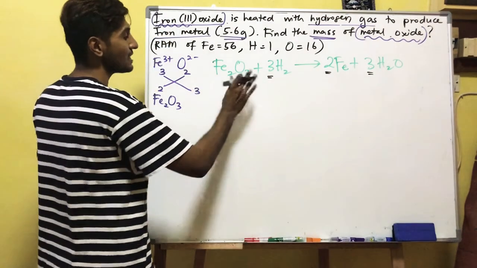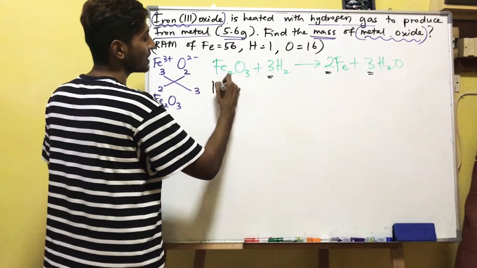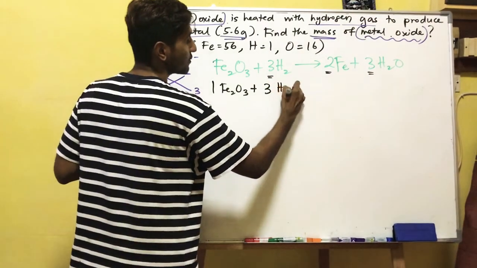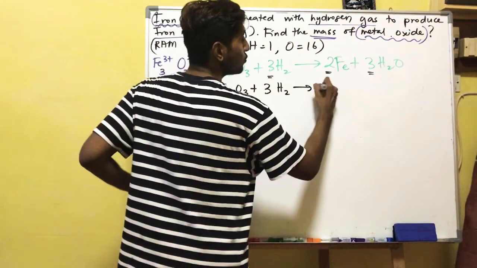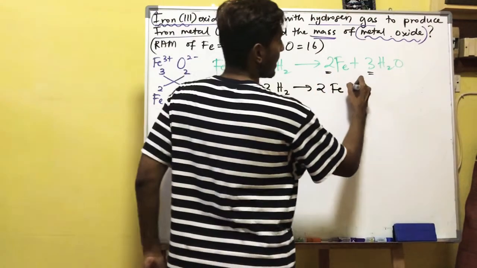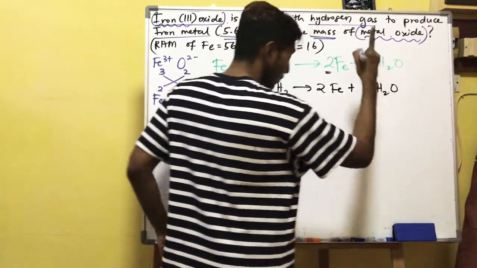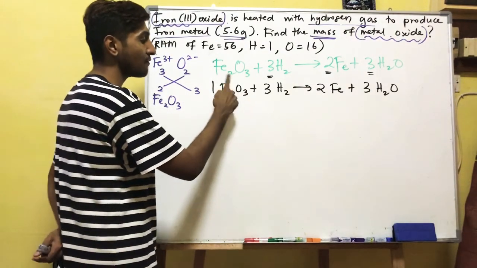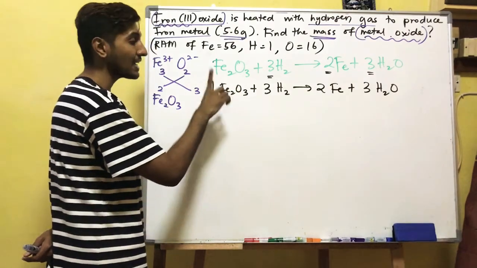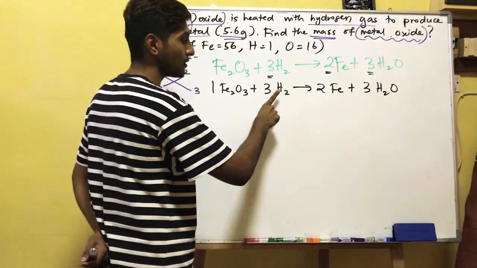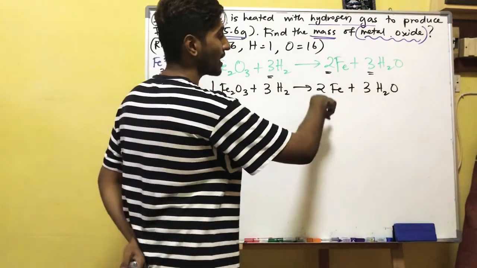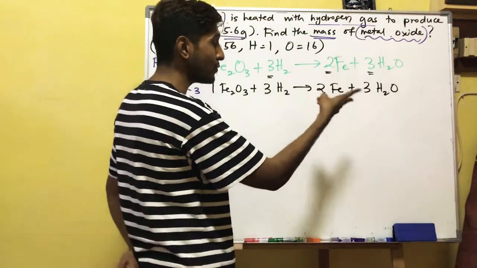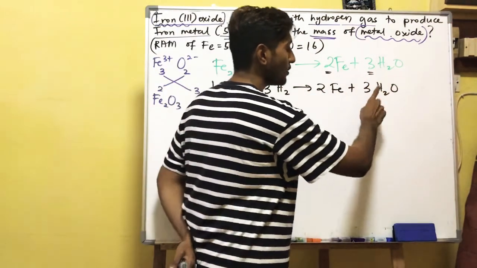So now, it is fair to say if I have one particle of Fe2O3, I react it with 3 particles of hydrogen gas, I will get 2 particles of Fe and 3 particles of H2O. Or in another clearer way, satu sebatian ferrum 3 oksida kena bertindak balas dengan 3 molekul hydrogen gas akan mendapatkan 2 atom ferrum dan 3 molekul air.